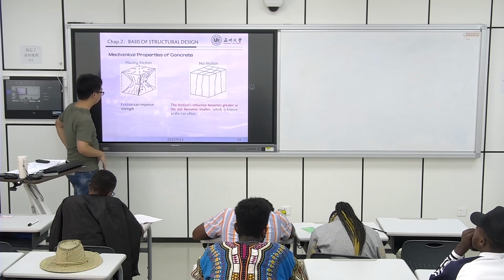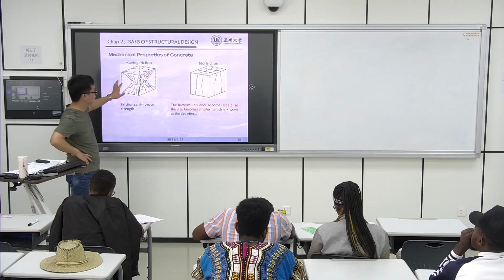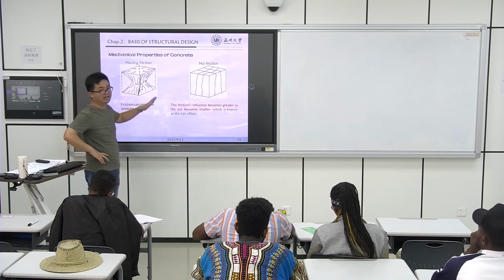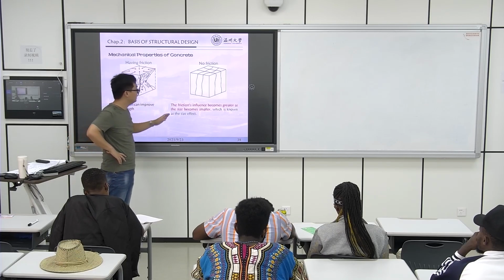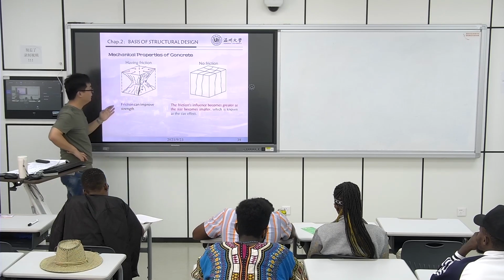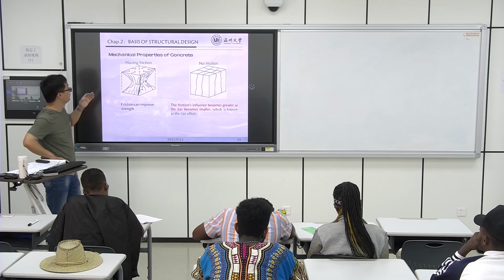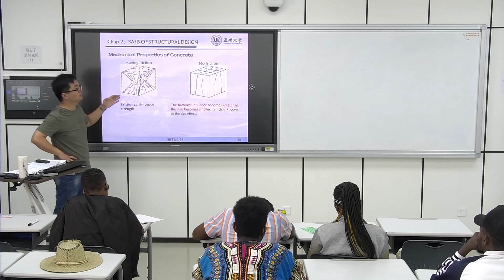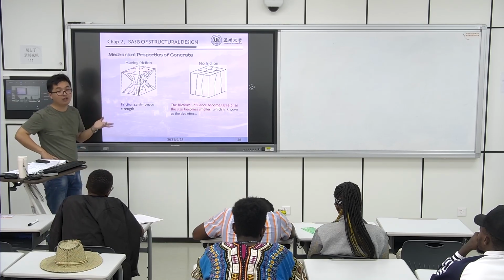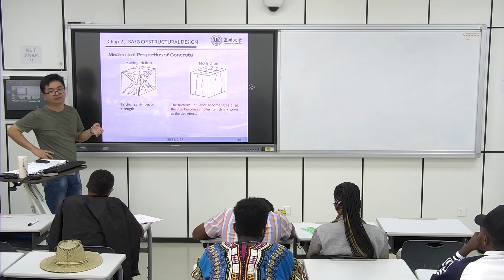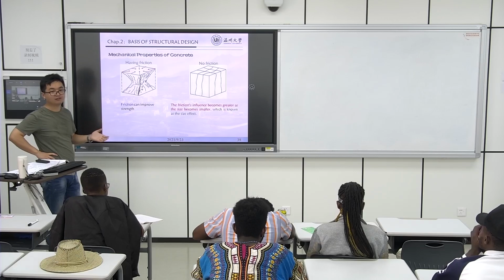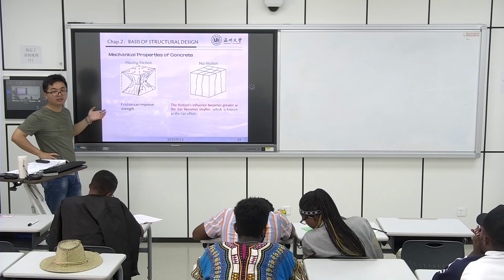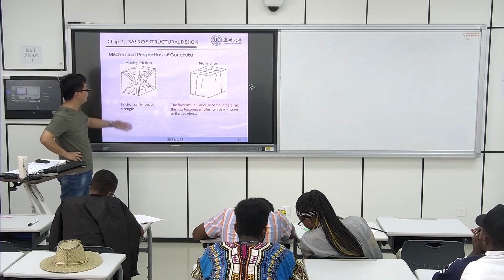Here is the friction effect, it causes the cubic compressive strength to be larger than the prism compressive strength. The meaning is the friction effect.